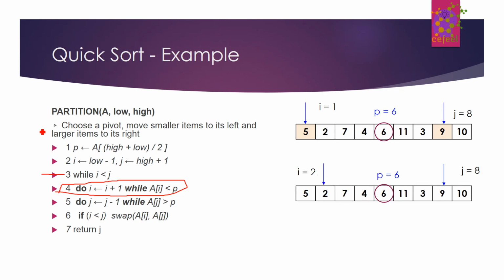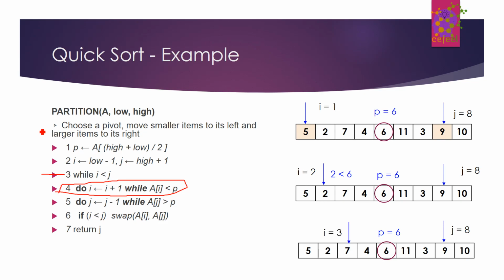So i is 1 now, i becomes 2 now, and we compare 2 with 6. 2 is less than 6, so we are good here, which means this element is okay. So we have to increment i further. So i becomes 3 now, and we have found 7. And notice 7 is greater than 6, so this element 7 should be on the right side, it shouldn't be on the left side of 6. So we'll stop here, and now we will go to step 5.